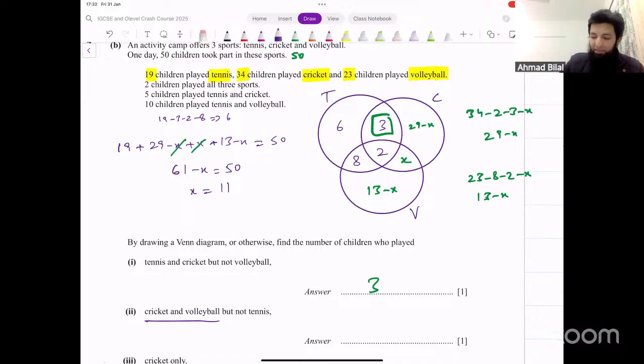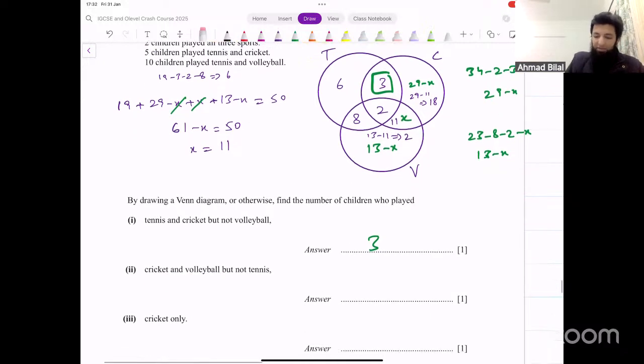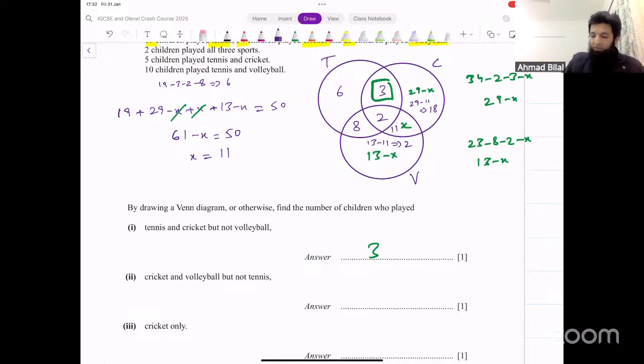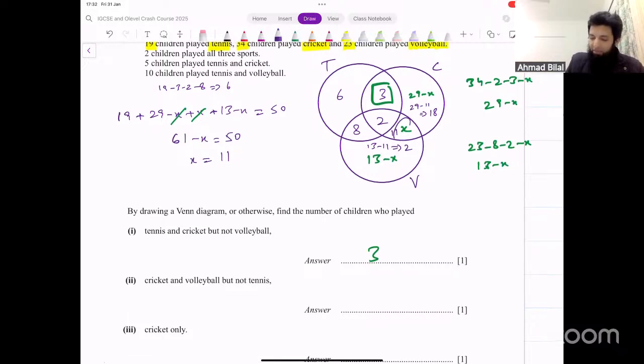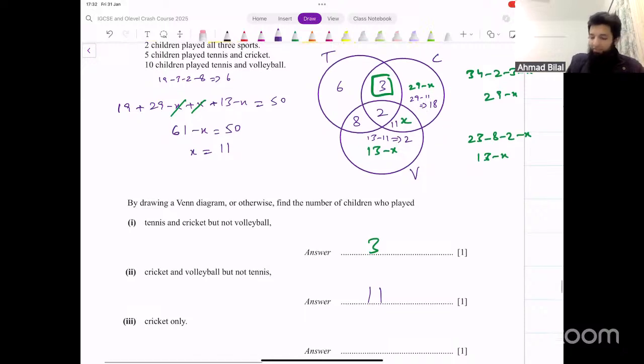If x is equal to 11, then 29 minus 11, this number should be 18. This number is 11. And 13 minus 11 is 2. Now we can write down these two answers. Cricket and volleyball, but not tennis. What's that? That's the number x. We found that. That is 11. And cricket only, that's this number here. That is 18. We can write that as well now.